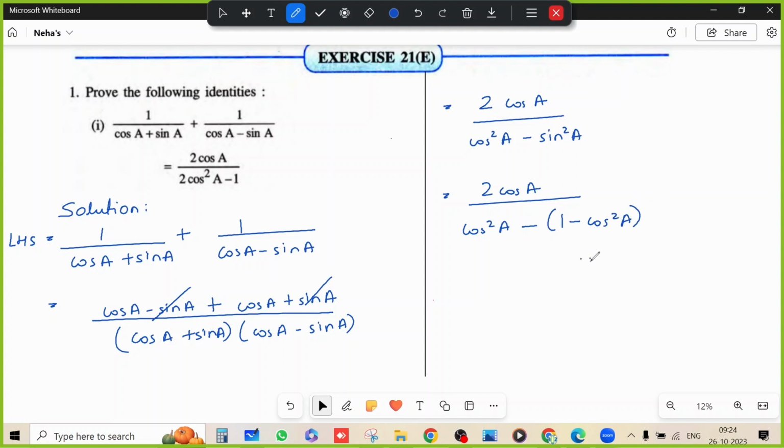This is by the trigonometric identity that sin square theta plus cos square theta is equal to 1. Therefore, sin square theta is equal to 1 minus cos square theta. So it can be written as now 2 cos A. Cos square A will get added to this cos square A, so that would become 2 cos square A minus 1, and which is equal to the RHS, and hence we have proved that the left hand side is equal to the right hand side.